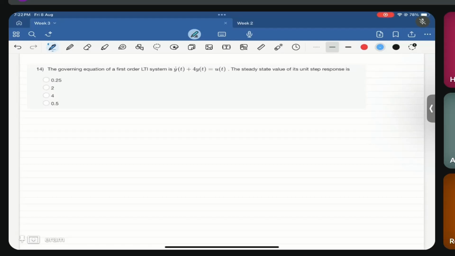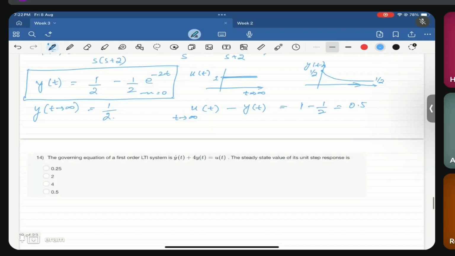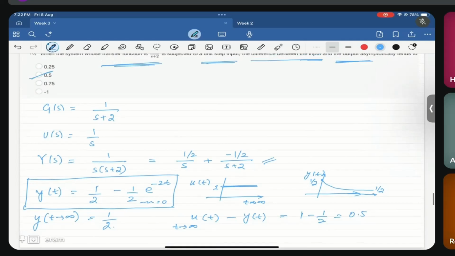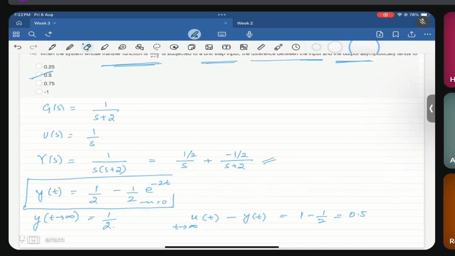So for this system, again find out the steady state value. Ma'am, can you repeat in this graph? This graph, yes, how I have drawn it. So let me draw it again.